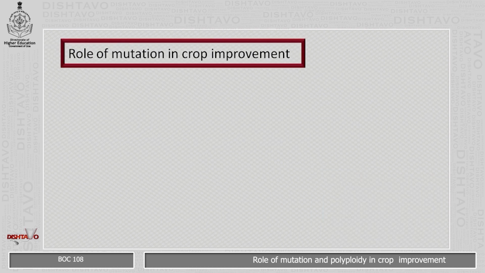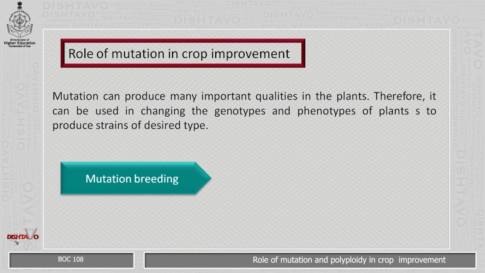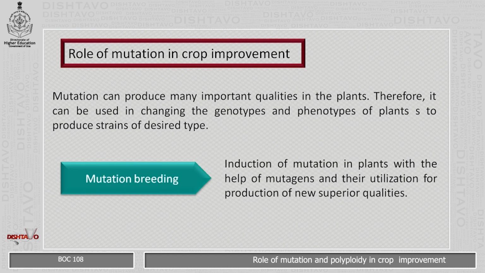Role of mutation in crop improvement. Mutation can produce many important qualities in plants. Therefore, it can be used in changing the genotypes and phenotypes of plants to produce the desired strains. Mutation breeding is a term which refers to the induction of mutation in plants with the help of mutagens and their utilization for the production of superior qualities in plants.